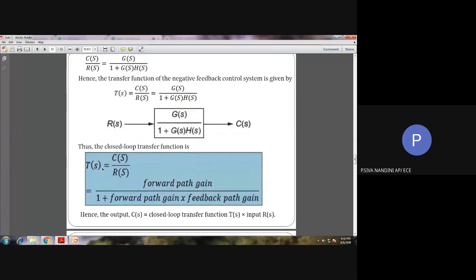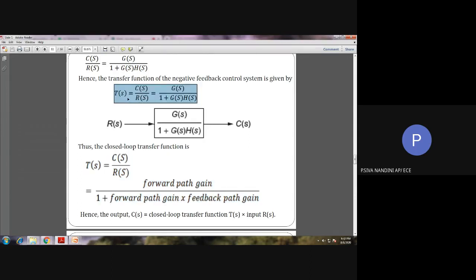See here, we have obtained the transfer function in words, that is forward path gain divided by 1 plus forward path gain into feedback path gain. From this equation, transfer function is equal to output by input. We can obtain the output also.